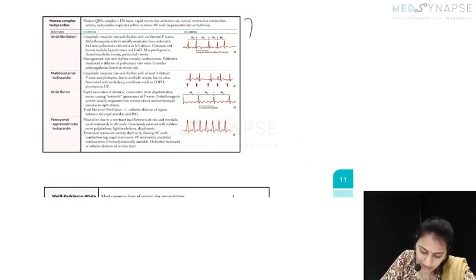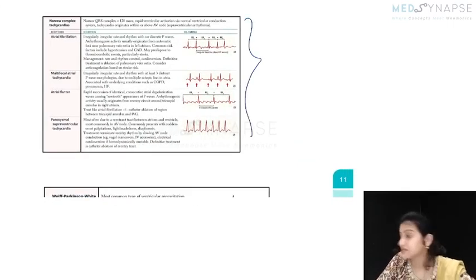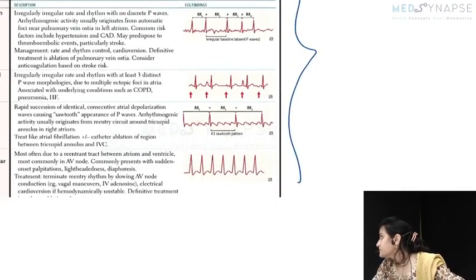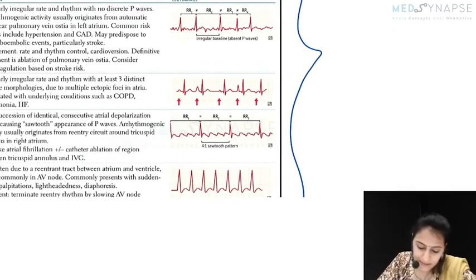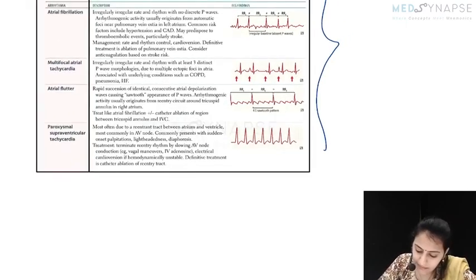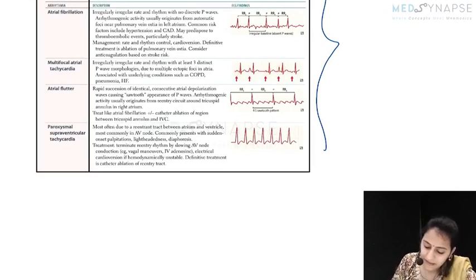Right, so this is the summary. We have discussed the points that are given here. The image review basically: the baseline is not flat, not stable. The RR interval is changing. This is atrial fibrillation, right? In MAT, you would see the P waves of different morphologies, at least 3 waves.